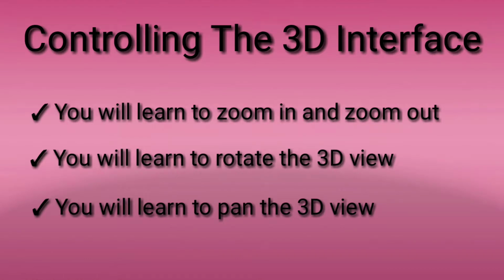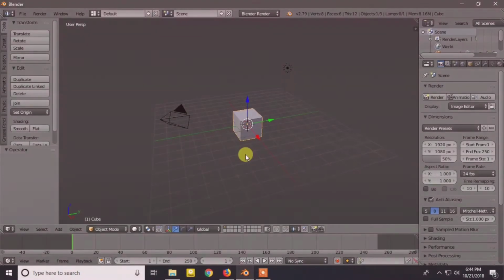Welcome to Controlling the 3D Interface course. In this lecture, we will learn to zoom in and zoom out, rotating the 3D views, and finally panning around the object. For Blender, you strongly need a 3-button mouse so that it is easier for performing the action.